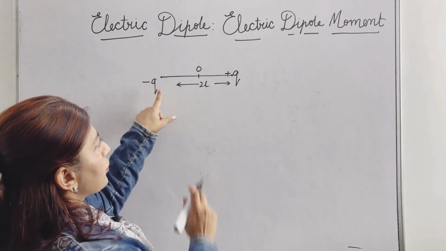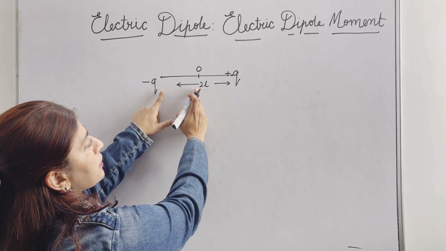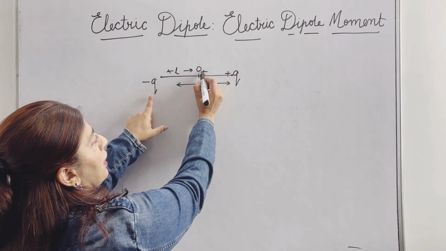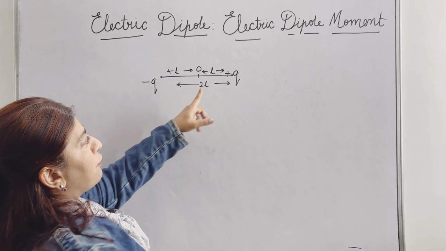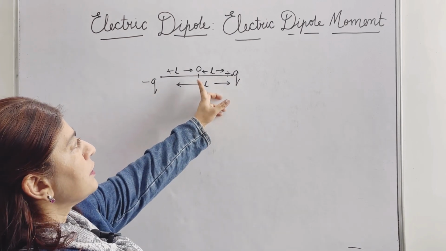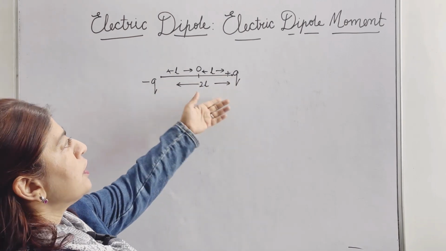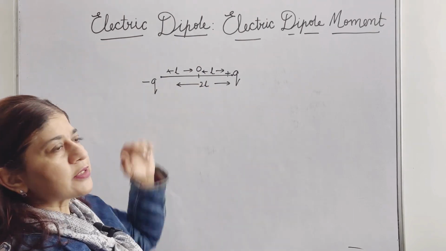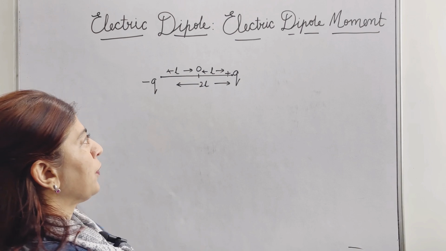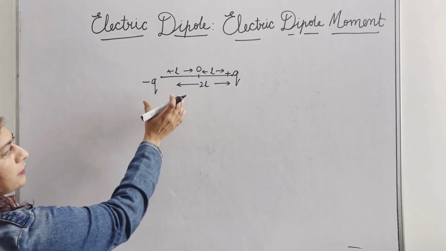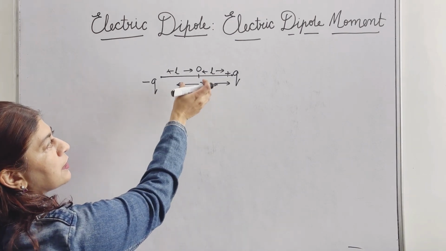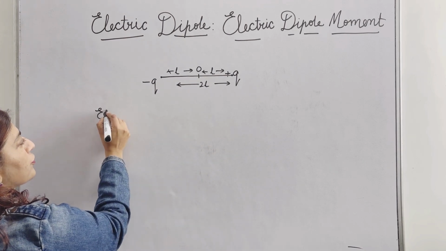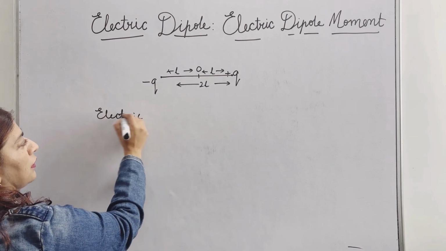So out of symmetry, from the midpoint the distance will be L for the minus q charge and L for the distance between the midpoint and the plus q charge. Because of that, for the ease of derivations, we consider twice the length. So these opposite charges separated by a small distance constitute the electric dipole.